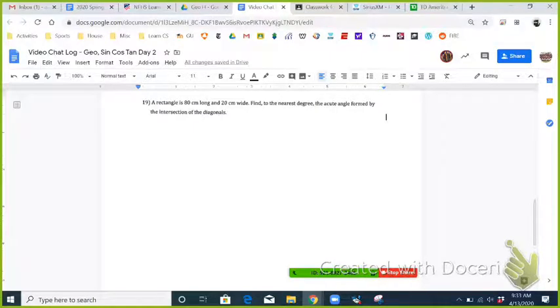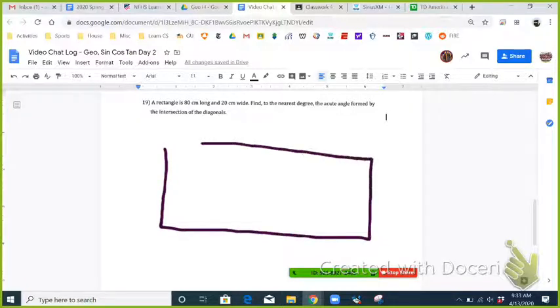Alright, so we have a rectangle that's 80 by 20, and we have to find the degree measure, so the angle measure, of the acute angle formed by the diagonals. So let's draw this rectangle. That's what it looks like. This is 80, that's 20. I kind of drew it to scale in a way, where the bigger side is 80.